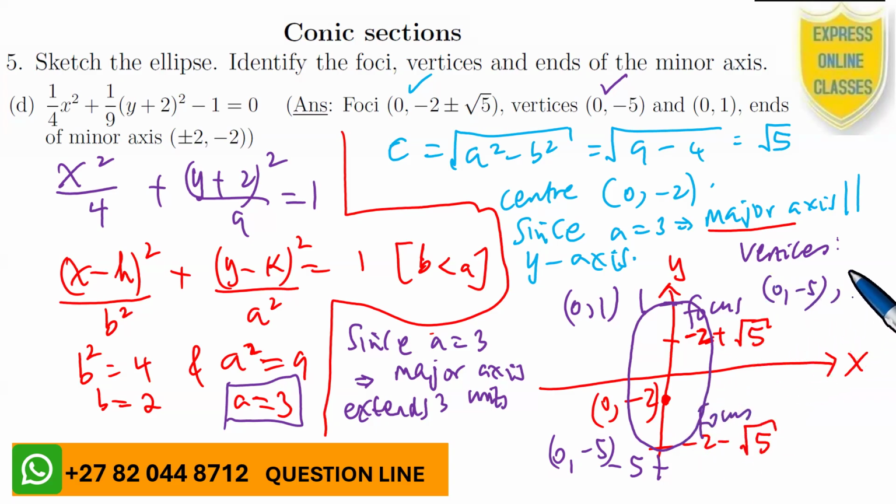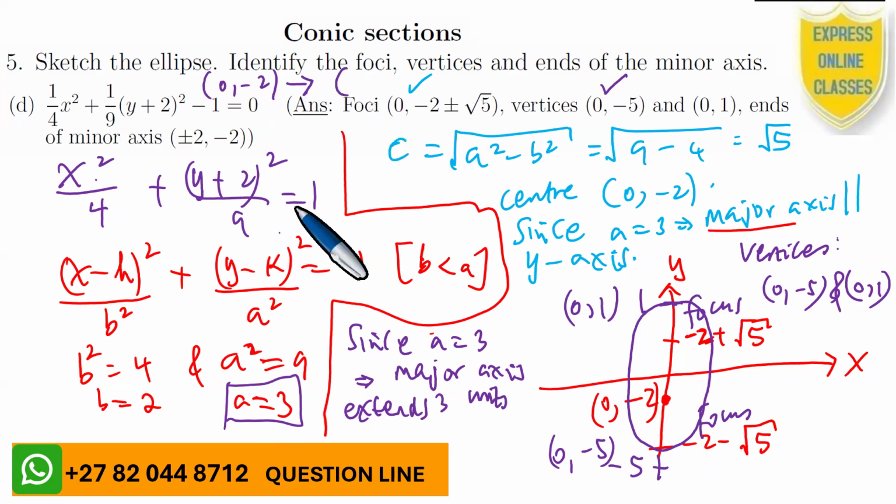So the vertices are 2 of them. 0, 1. Okay, they are 0, 1 and also what? And 0, minus 5. We've got the vertices and they're there. Then the foci. How do you get the foci? You take the center. What is the center? 0, minus 2. We got it from here. 0 and the y is negative 2. So the center, you can just read it off from there.